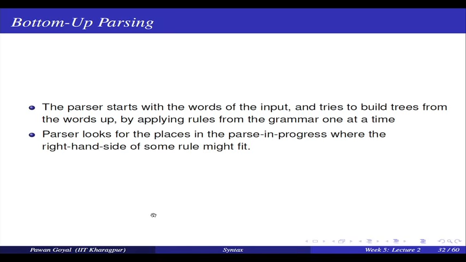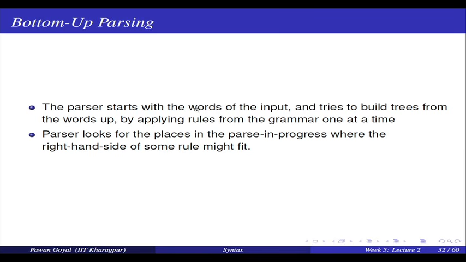Now, what do I do in bottom-up parsing? In top-down, I start with S. In bottom-up, I will start with my leaf nodes. I will start with book that flight, and I will try to grow my tree upwards and see which one can give me a complete tree starting from S. The parser starts with the words of the input and tries to build trees from the words up by applying rules from the grammar, one at a time.